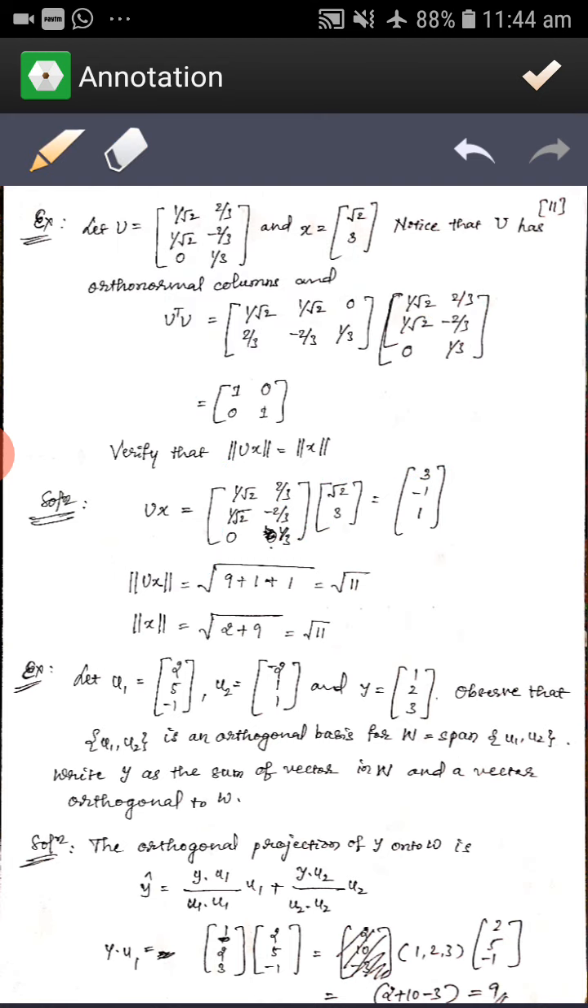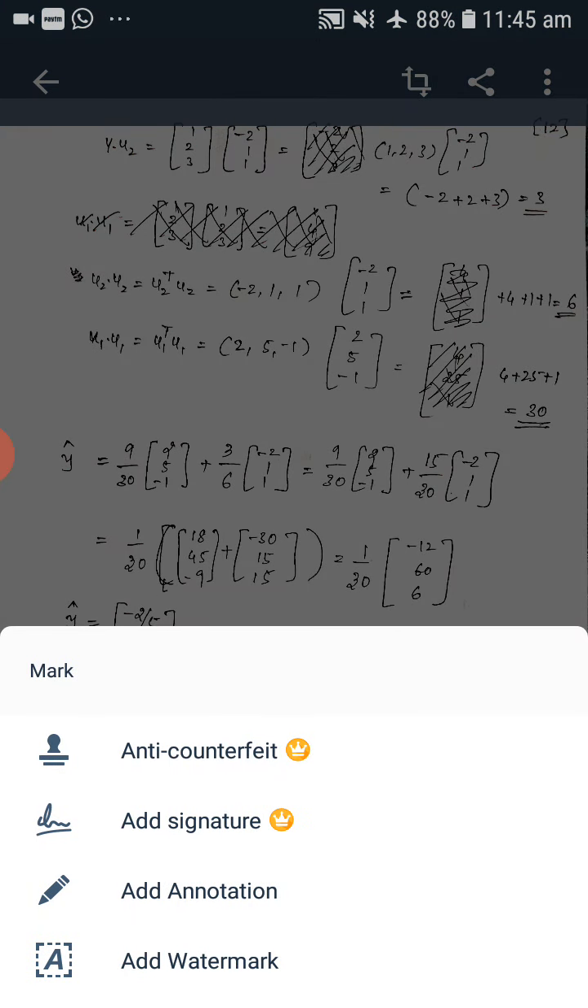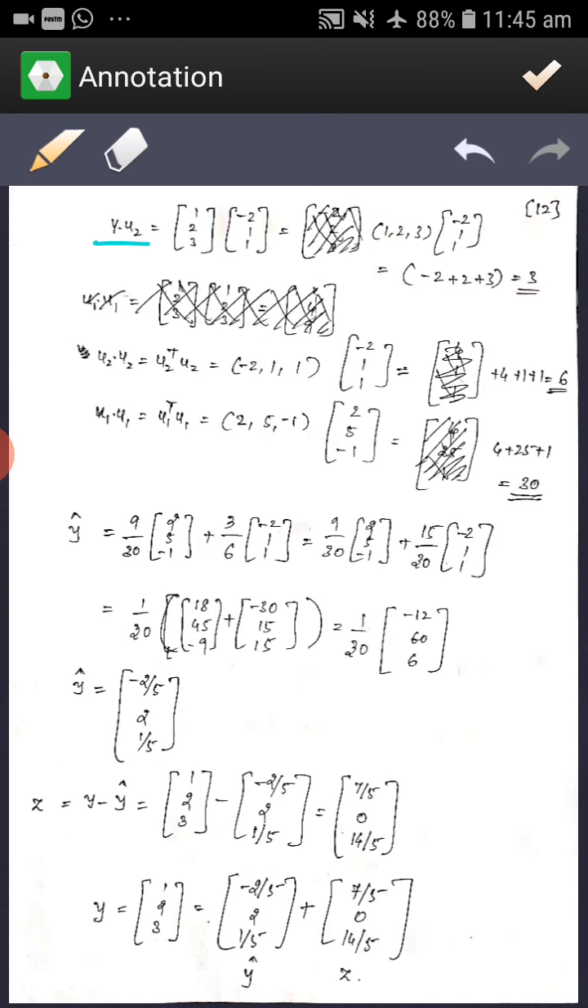Because of that, y cap, the projection of y on W, is equal to y dot u1 divided by u1 dot u1 times u1 for the first vector, plus y dot u2 divided by u2 dot u2 times u2. So we need to calculate y cap, and for that we apply this equation. First we calculate the individual components: y dot u1, u1 dot u1, y dot u2, u2 dot u2. So y dot u1 is equal to 9, and similarly y dot u2 is 3.